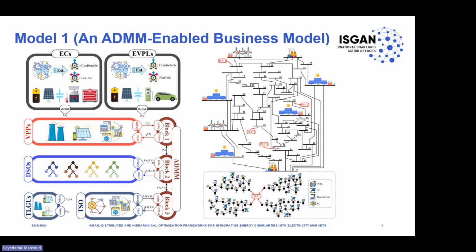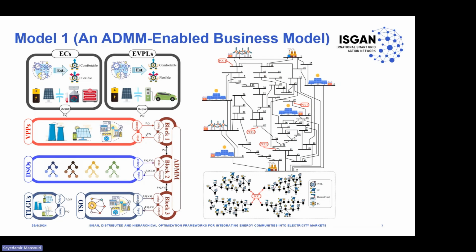The first model I'm going to present is an ADMM-enabled business model based on a distributed optimization problem. Here we provide an ADMM-based business model for integrating energy communities and electric vehicle parking lots with virtual power plants, distribution system operators, and transmission system operators. We have a 4-level problem here. At the first level, energy communities and electric vehicle parking lots schedule their day ahead.